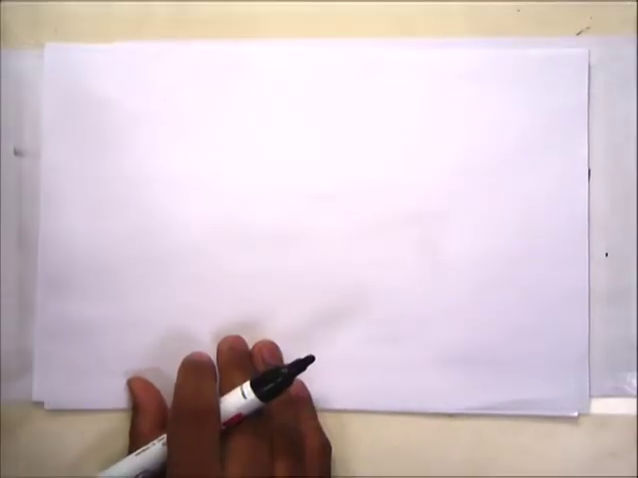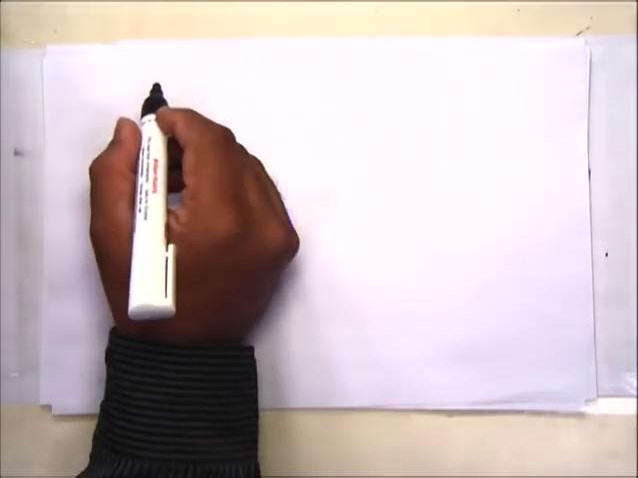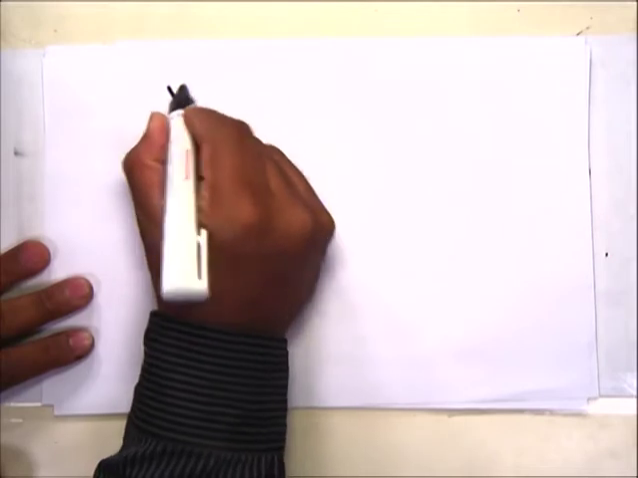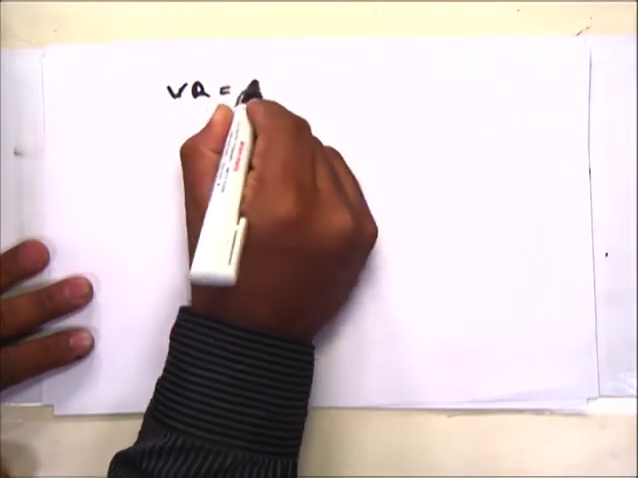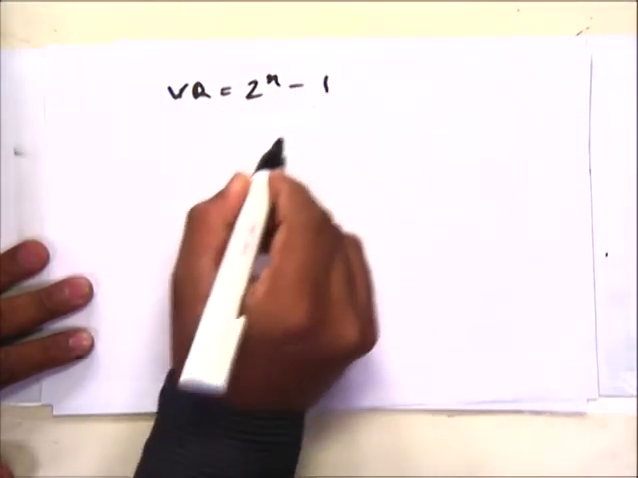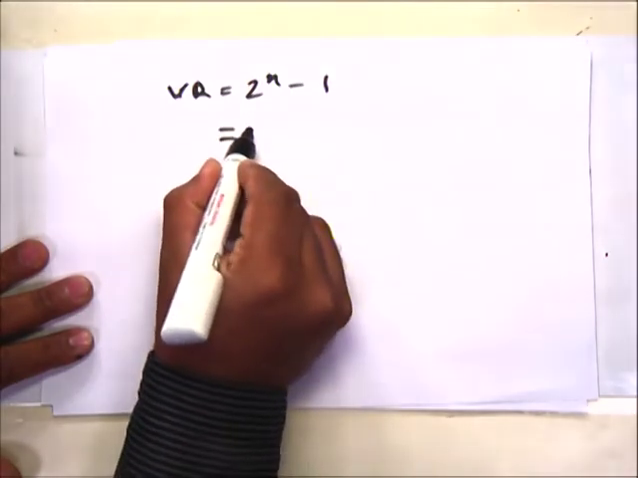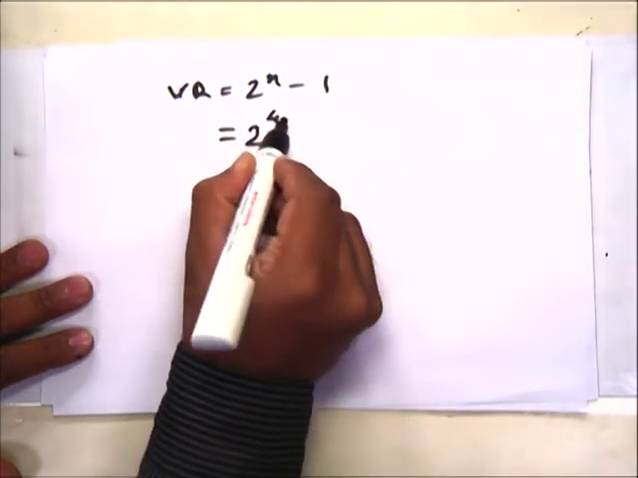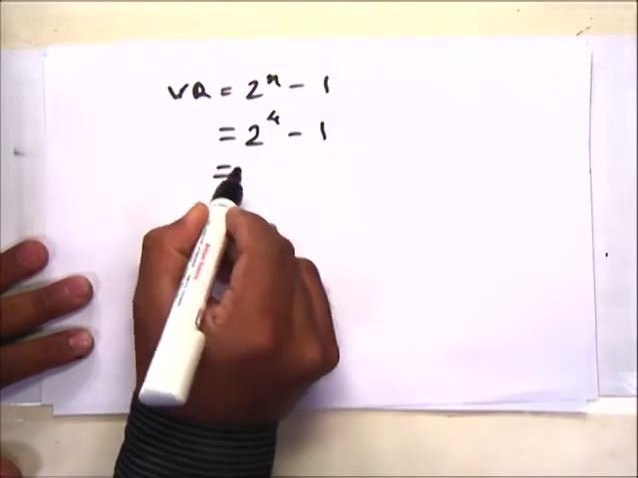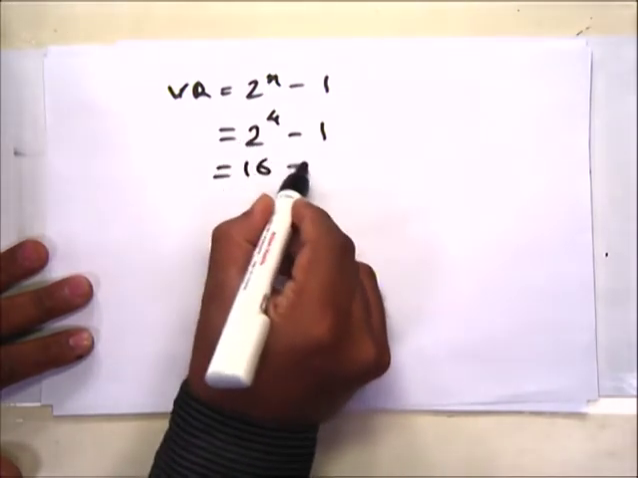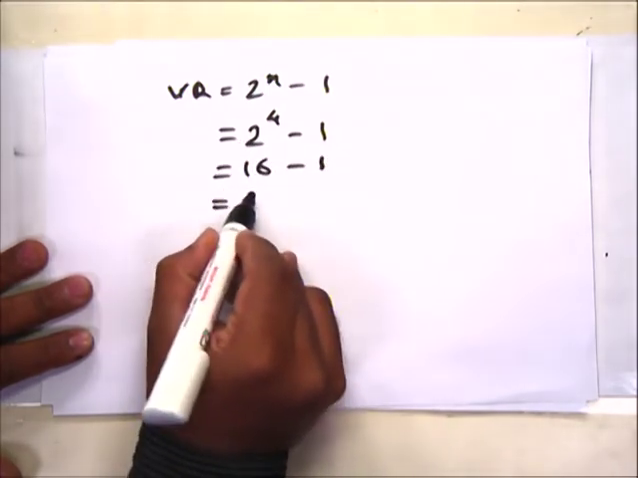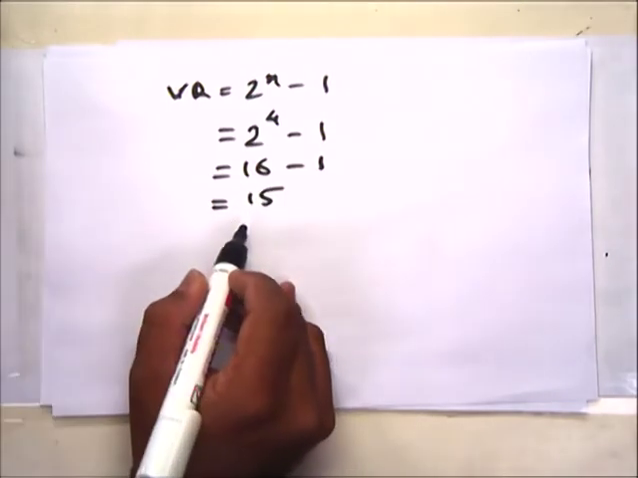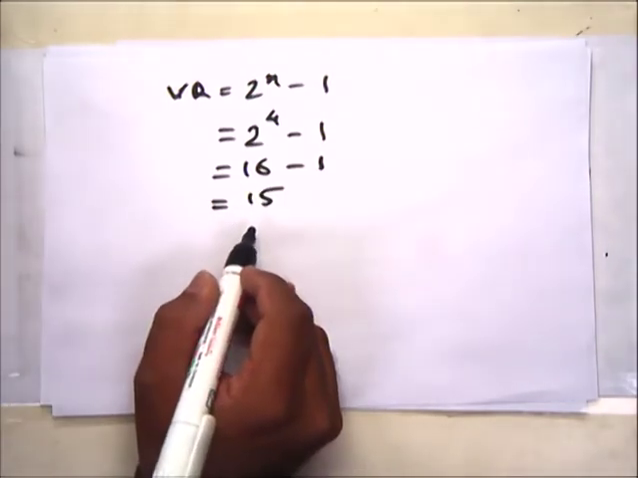we have there are 4 pulleys. So we can say that for the 4 pulleys, for a third system of pulley, it is 2 raised to n minus 1. So here 4 pulleys are given, so 2 raised to 4 minus 1, that results as 16 minus 1, that comes out as 15. So we have obtained a velocity ratio of 15.